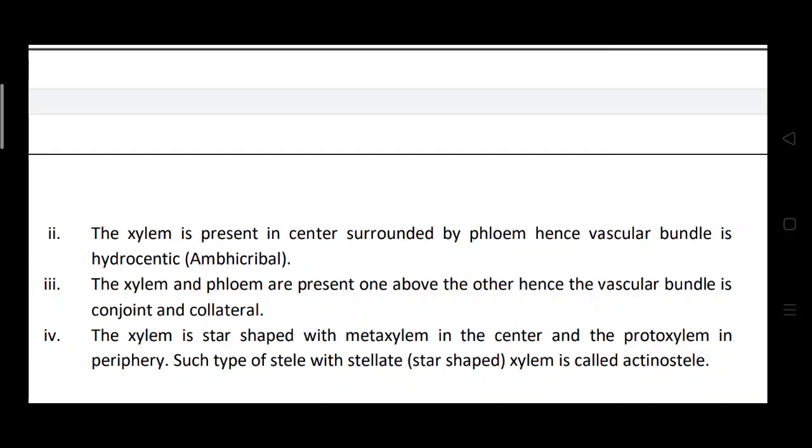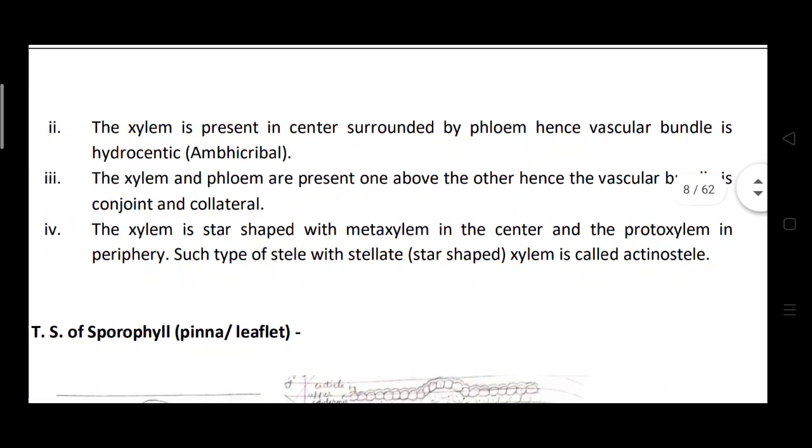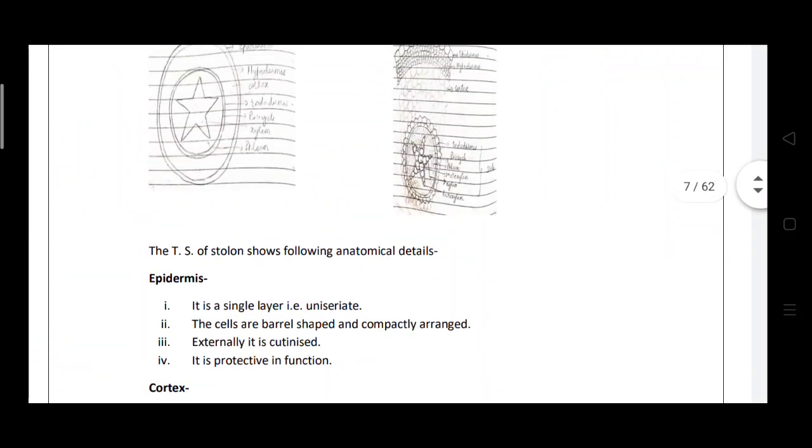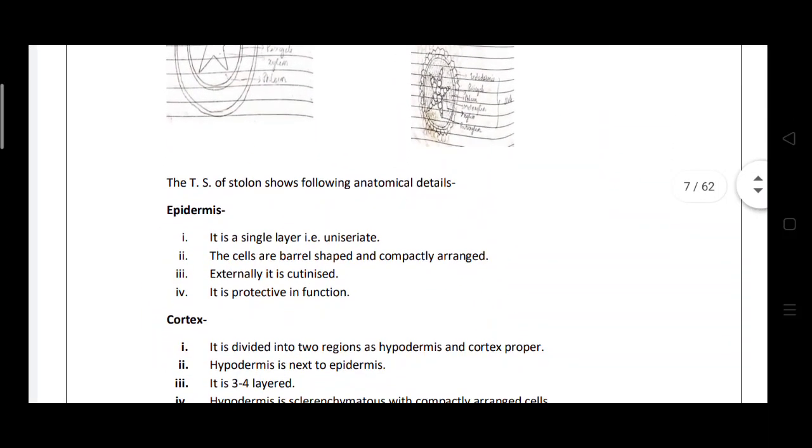So the main features in the stolon are that it is hydrocentric, and the vascular bundles are conjoint, collateral, that means the xylem and phloem are present one above the other. Another main feature is that in the stolon there is star shaped xylem. This star shaped or stellate xylem is also called the actinostele. So this is regarding the stolon. In that we have discussed the transverse section of the stolon.